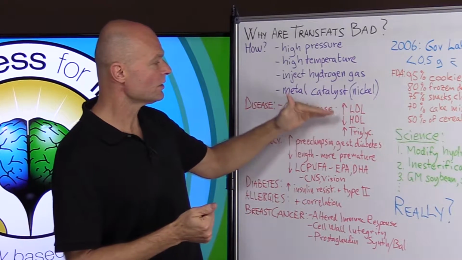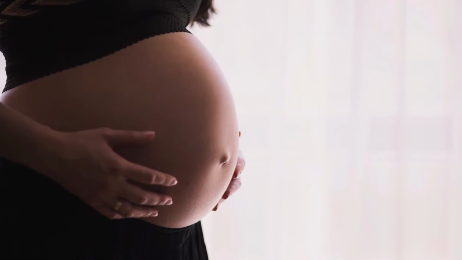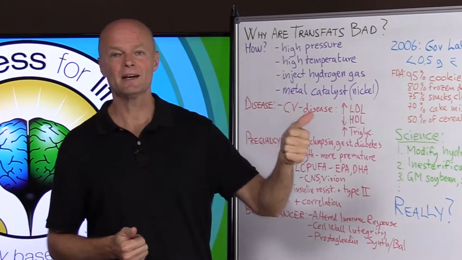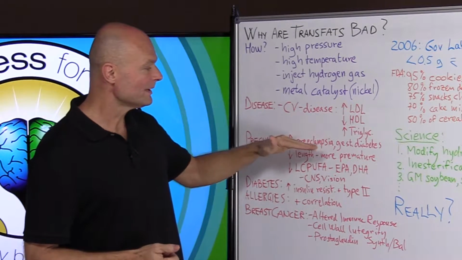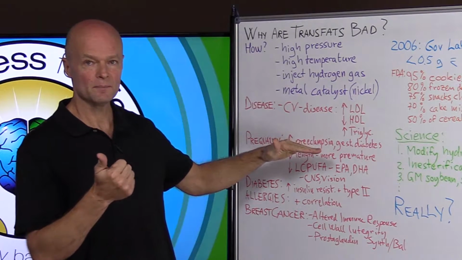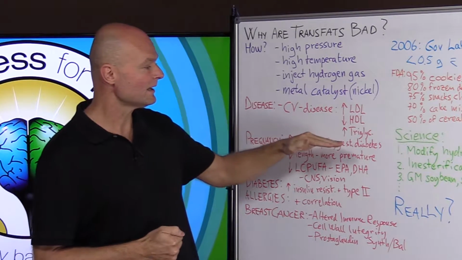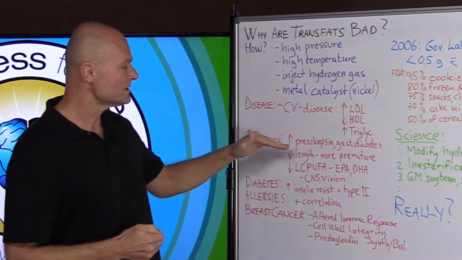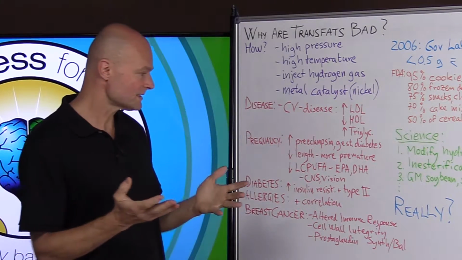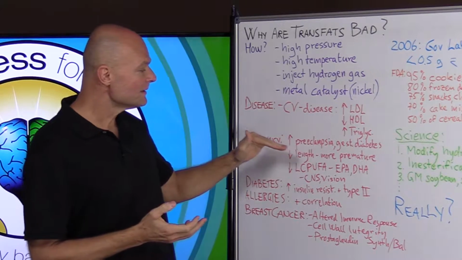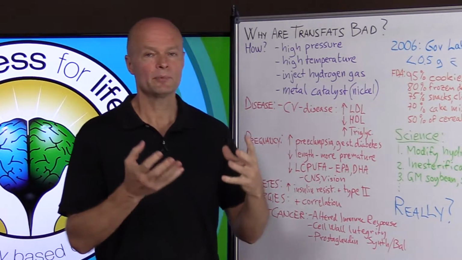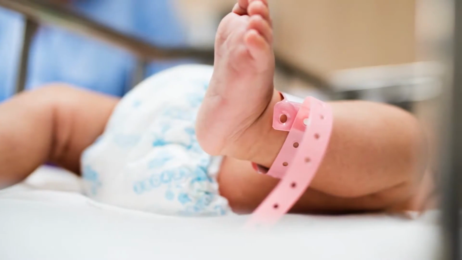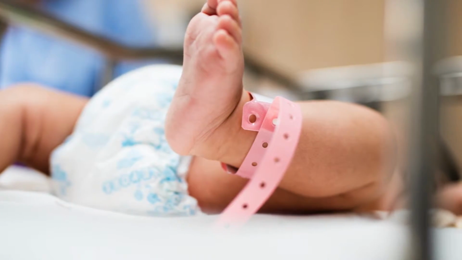Pregnancy, it's been shown to increase preeclampsia and gestational diabetes. That means the blood pressure that mothers get during pregnancy and the diabetes, the blood sugar spikes that they get, have all been associated with trans fats. The length of the pregnancy, they tend to deliver sooner, resulting in more prematurely born babies.